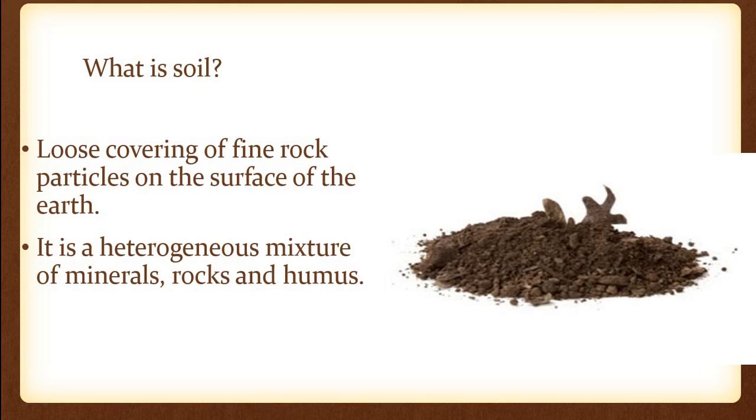All right, so what is it? We already know the answer to this. It's the loose covering of fine rock particles on the surface of the earth, and it is a heterogeneous mixture of minerals, rock, and humus. Do you remember what humus is? That's the organic material found in there that's been broken down by certain bacteria and fungi. You can see this leaf sticking up right over here. That's part of the humus.